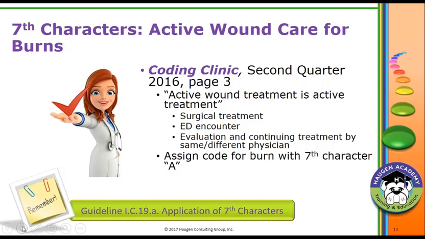The patient was getting physical therapy for wound care, and they wanted to know what the seventh character should be. And this has got to be the best and worst quote from Coding Clinic ever. This is a direct quote: active wound treatment is active treatment. Well, that clears it up, doesn't it?